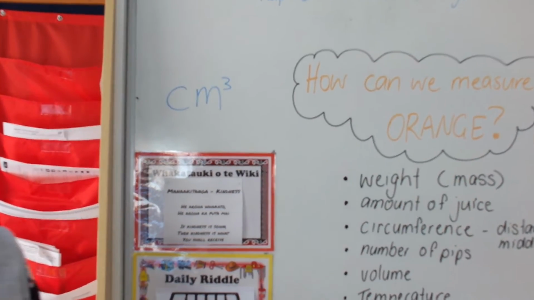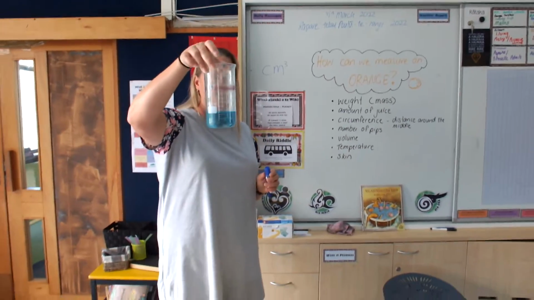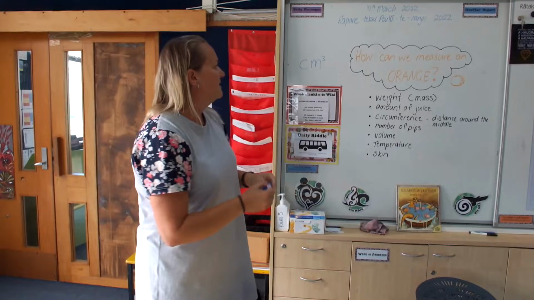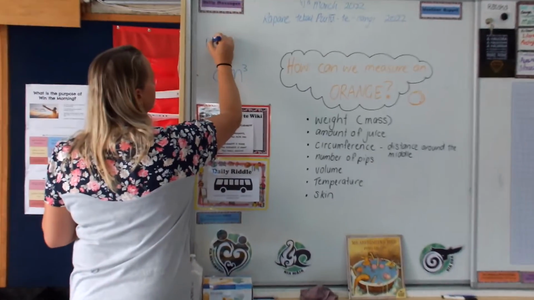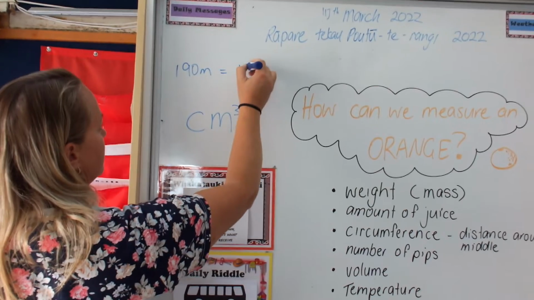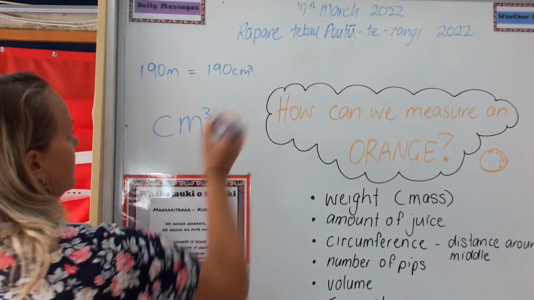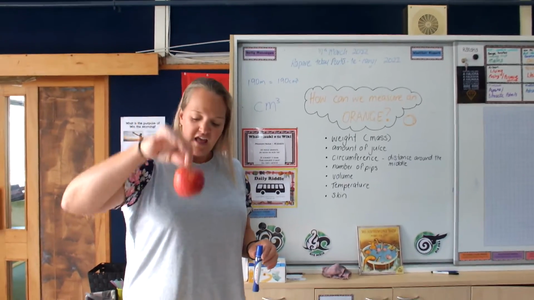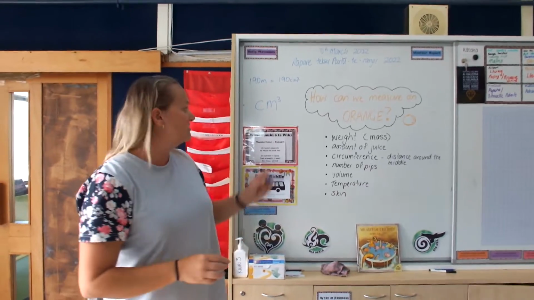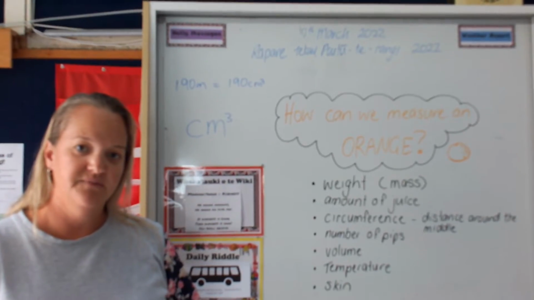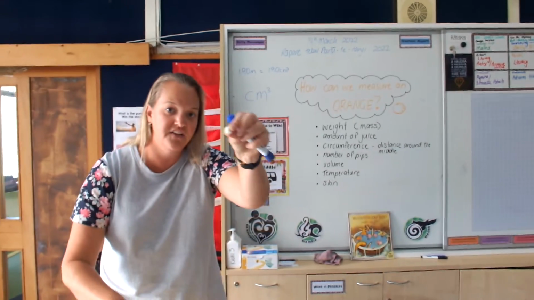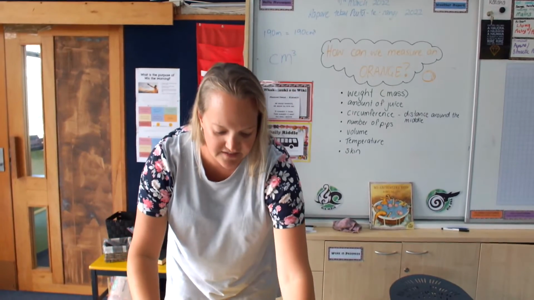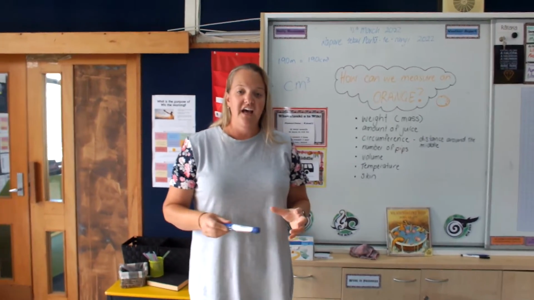Okay? So if we're remembering that 1 millilitre equals 1 cubic centimetre, that means that our apple, 190 mils, equals 190 cubic centimetres. So our apple's volume is 190 cubic centimetres. So it means 190 of these fits into that. Hopefully that makes sense. So that's our learning for today.